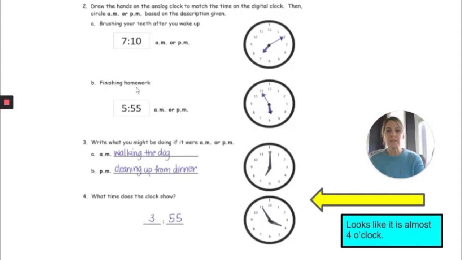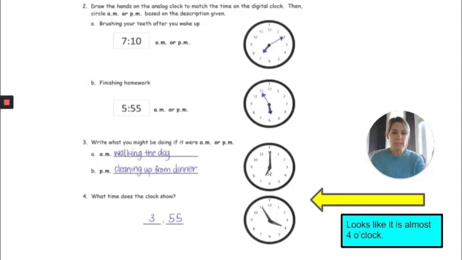The next part, finishing your homework, 5:55. Could that be 5:55 in the morning? That sounds very, very early. I would still want to be asleep. Or 5:55 p.m. I'm going to say it's 5:55 p.m. Now, there was a special reminder with this one to remember that when the minute hand gets all the way to the 55, that means the hour hand is almost to the next hour. Oh my gosh, it's so close to 6, but it is not 6 o'clock yet. It is 5:55 p.m.